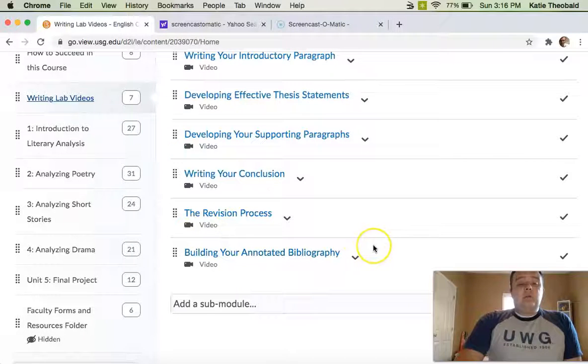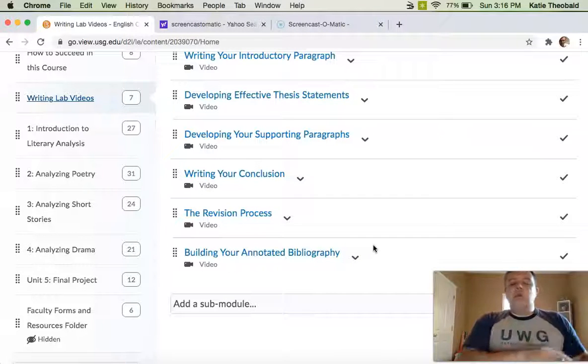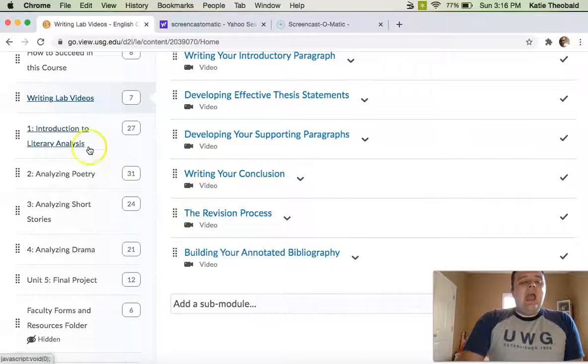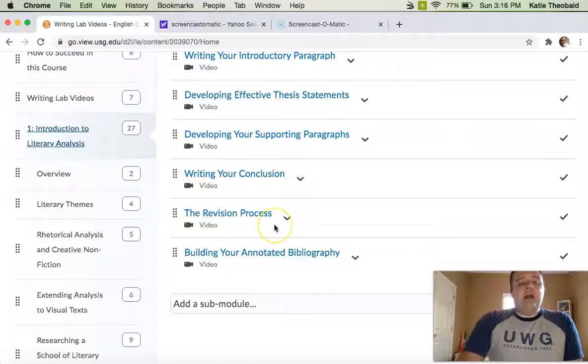That might be really useful for building your annotated bibliography, because we will have annotated bibliography assignments piecemeal throughout the course of our semester together. And then Unit 1, the Introduction to Literary Analysis.